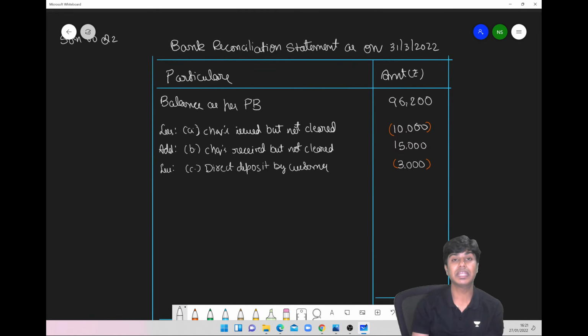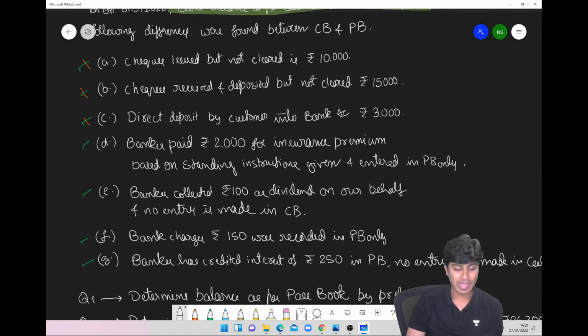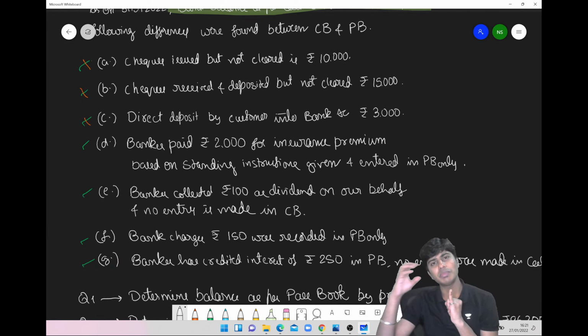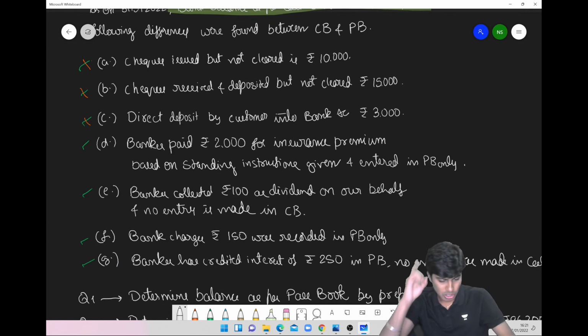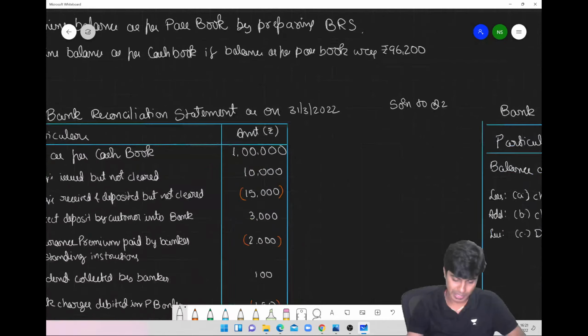Let us now go to adjustment D. Banker paid rupees 2,000 for insurance premium based on the standing instructions given and entered it in passbook only. When the banker paid 2,000, the banker would decrease our balance as per passbook. Our balance per passbook has gone down, but the entry is not made in our cash book because we are not aware that the banker has already paid the insurance premium. We are making changes in passbook. What should we do? Add. How much? 2,000 has to be added.